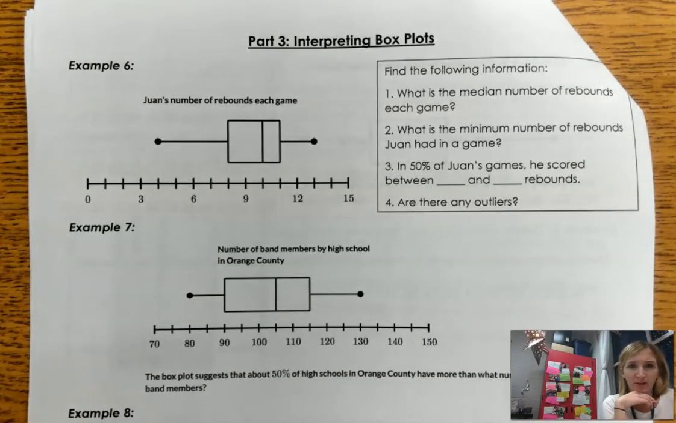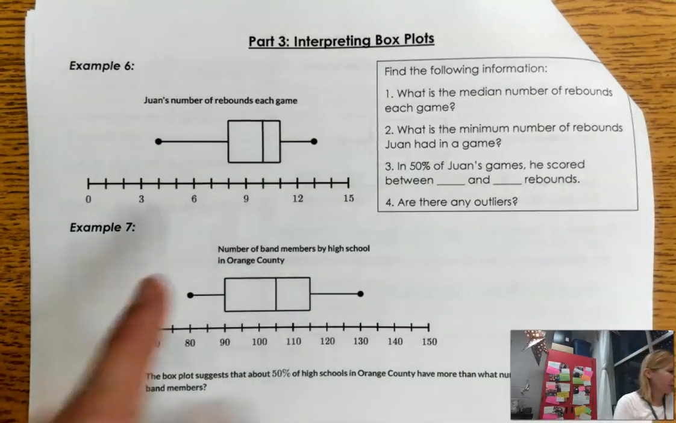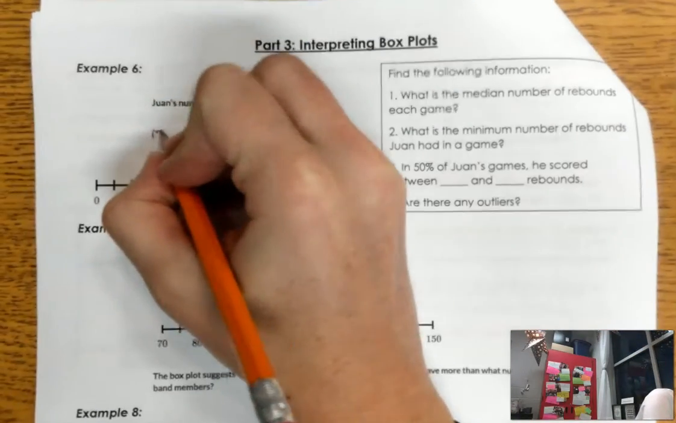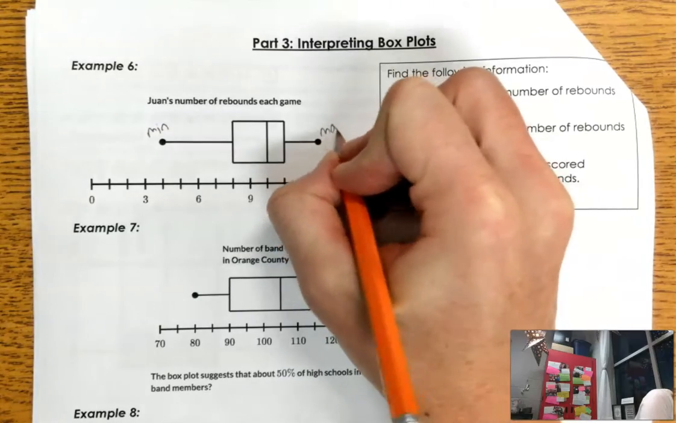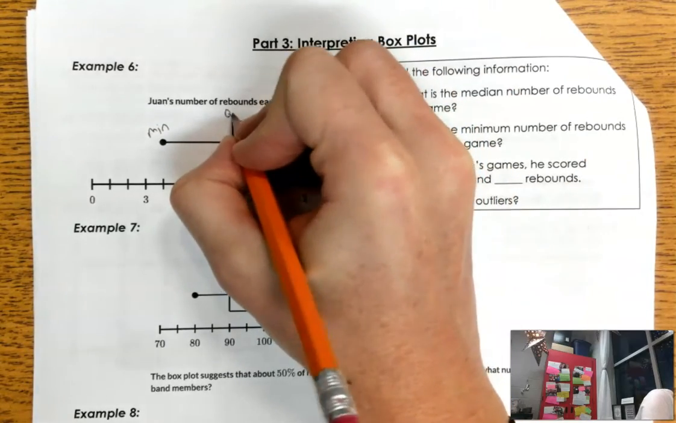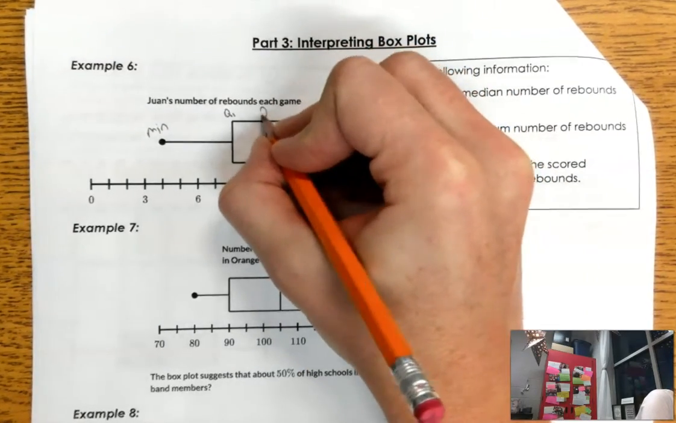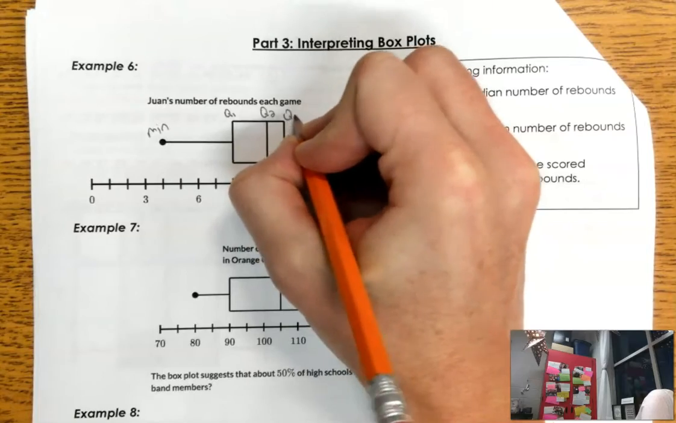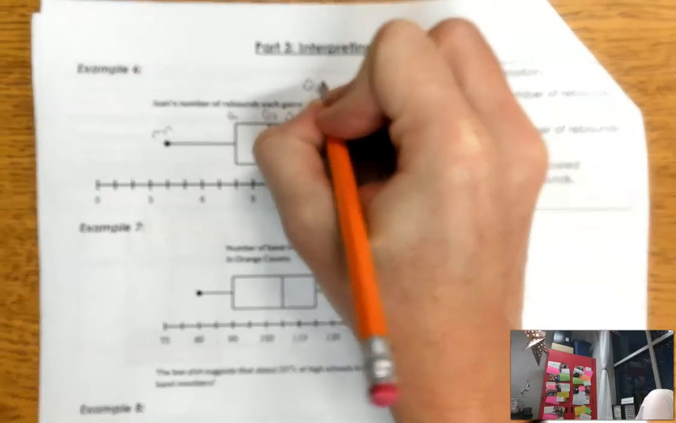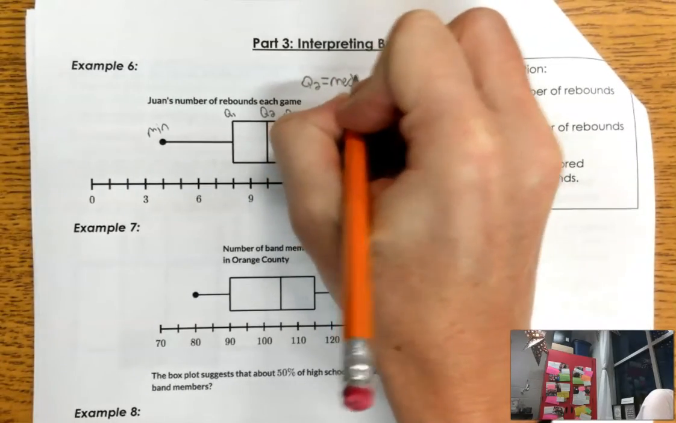All right, example 6. Juan's number of rebounds each game. Find the following information. Number 1, what is the median number of rebounds each game? Looking at this box plot, we know that this is the min, this is the max, Q1, Q2, Q3. And remember that Q2 is our median.